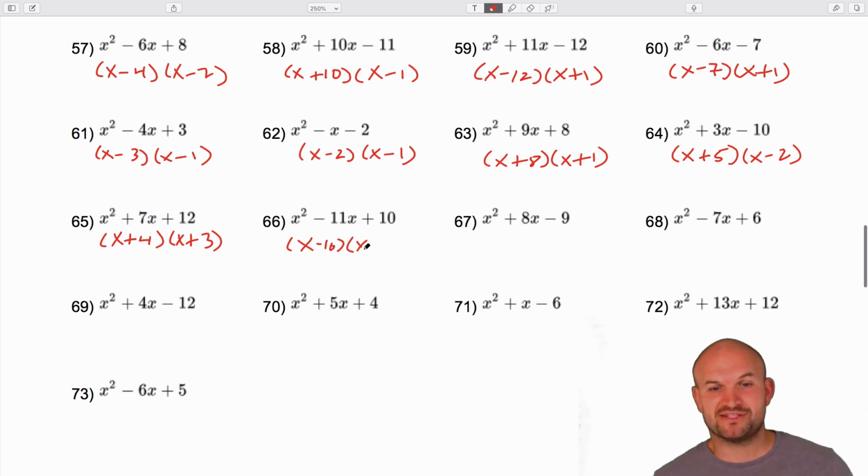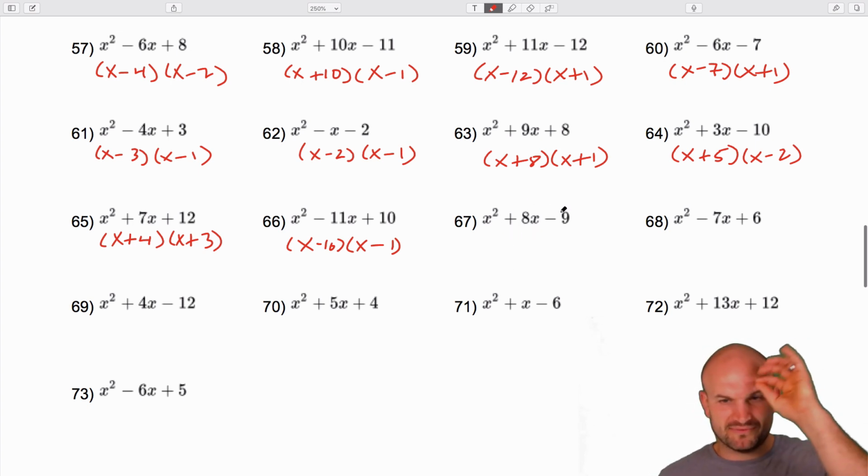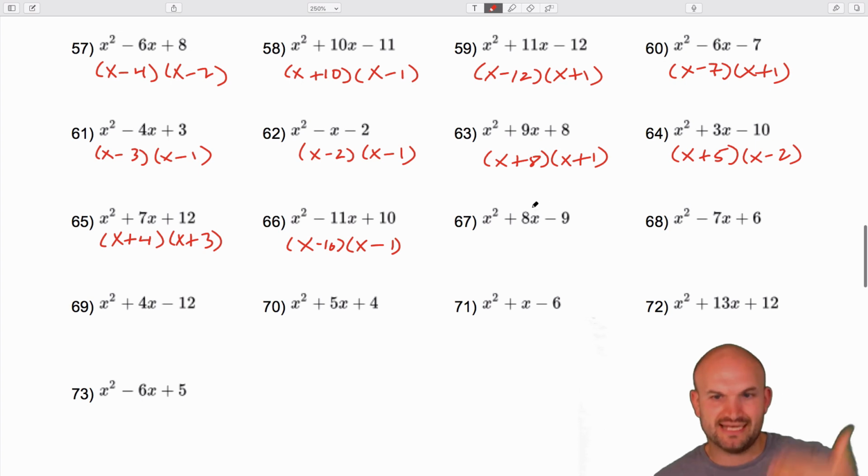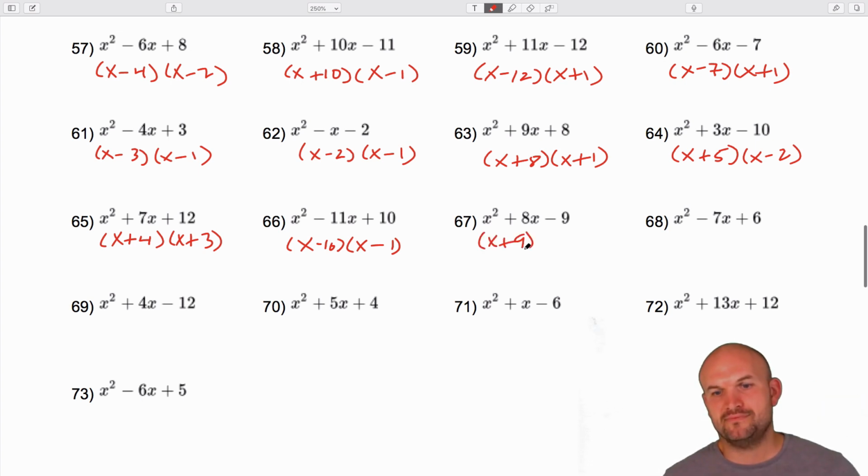You can see my brain is working a little bit harder now, doing some of these problems. You start to strain your brain working through this. But hopefully at least you guys are starting to pick up on some of these things that I'm going through. And again, I'm thinking about what two numbers multiply to give me negative 9, add to give me positive 8. So that's going to be an x plus 9 times an x minus 1.